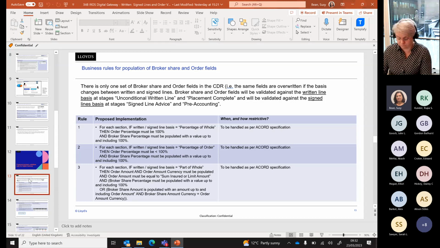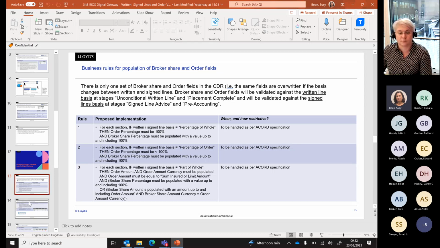If the order is expressed as an amount and currency rather than a percentage, then the sign line basis is part of whole. So the order amount and order amount currency must be populated. The order amount must equal the sum insured or limit amount. And the broker share percentage must be populated with a value up to and including 100%, or the broker share amount is populated with an amount up to and including the order amount, and the broker share currency is the same as the order currency.